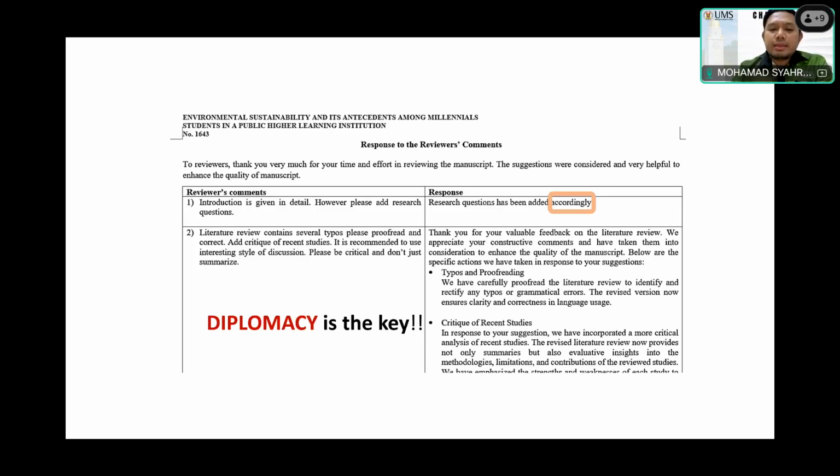Okay, you can see that accordingly you address the comments. The reviewers say, please add research questions. So research questions have been added accordingly. Okay. Thank you, like this: thank you for the valuable feedback on this, we appreciate it. And then you go through each of the comments, right?